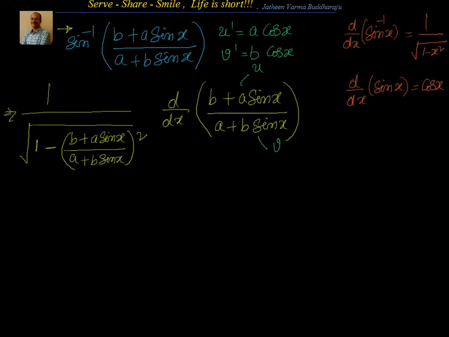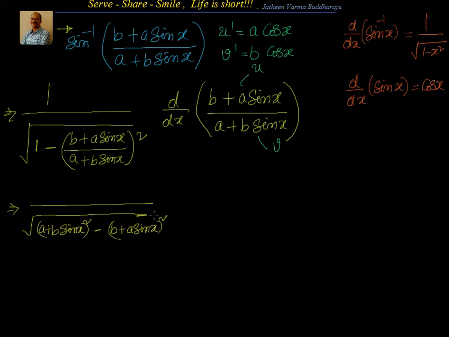So let's go ahead and write down the next step. That will be equal to, now if you see here, I can write this as square root of (a plus b sin x) whole square minus (b plus a sin x) whole square. I hope you will agree with me on that. And then I will have the square root of (a plus b sin x) whole square, that is nothing but a plus b sin x. So I will have a plus b sin x here too.